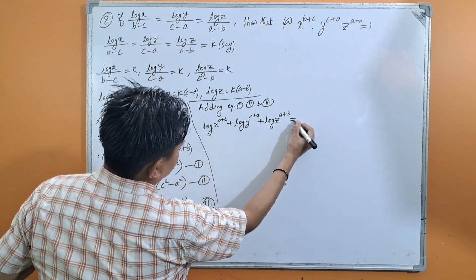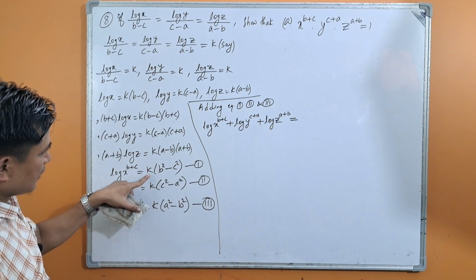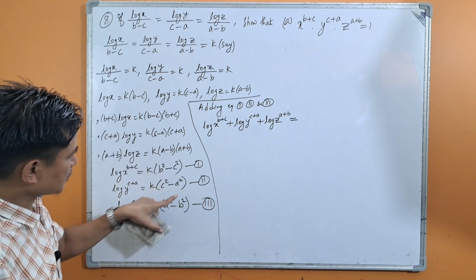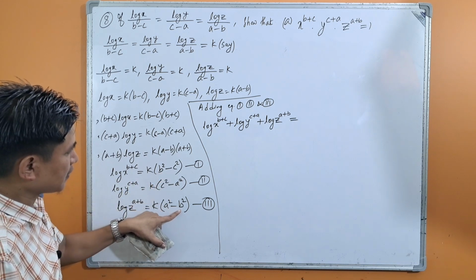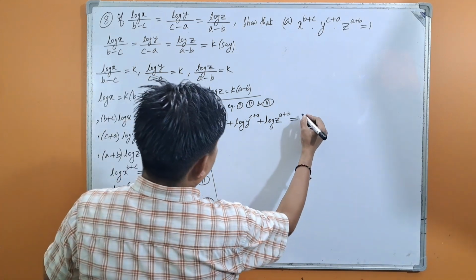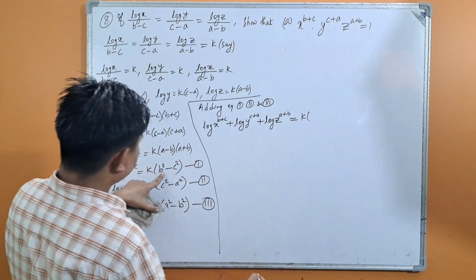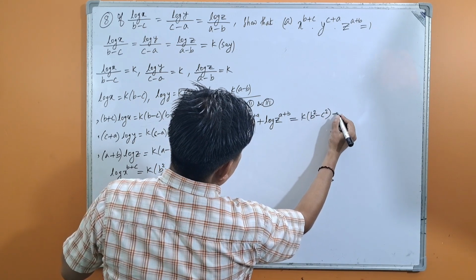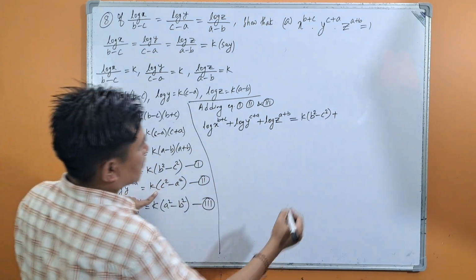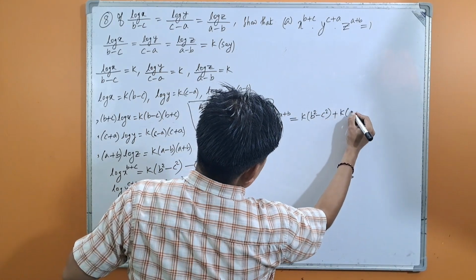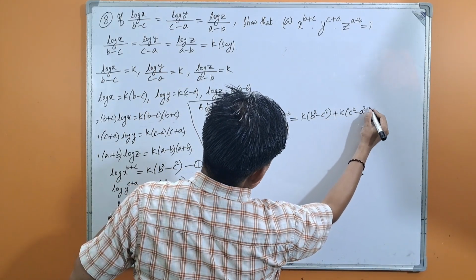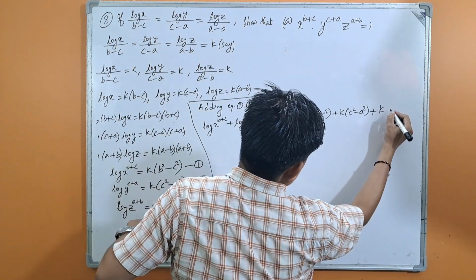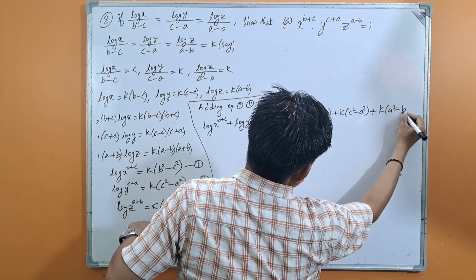Equal to, in the right hand side we have k into b square minus c square, plus k into c square minus a square, plus k into a square minus b square. We add all these terms together.